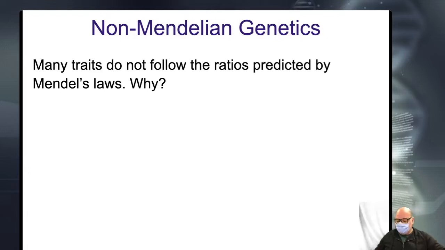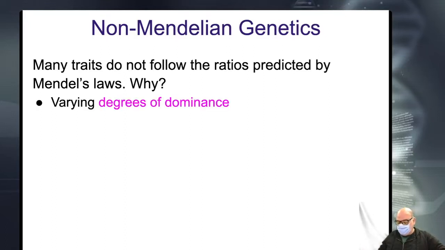Some traits do not follow those well-known Mendelian ratios that you should have a pretty good idea of. Now, there are multiple reasons why, and you should have some familiarity with these, okay? The first one is degrees of dominance, okay?